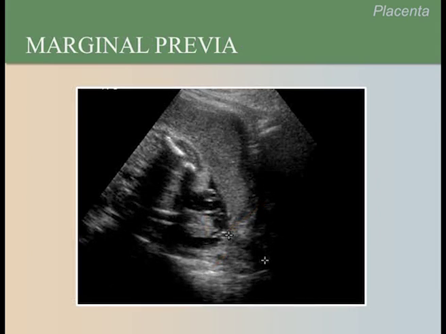This is an image of a marginal previa. Can you find the placental edge and the internal os? Please pause the video now to give participants a chance to point out these structures.